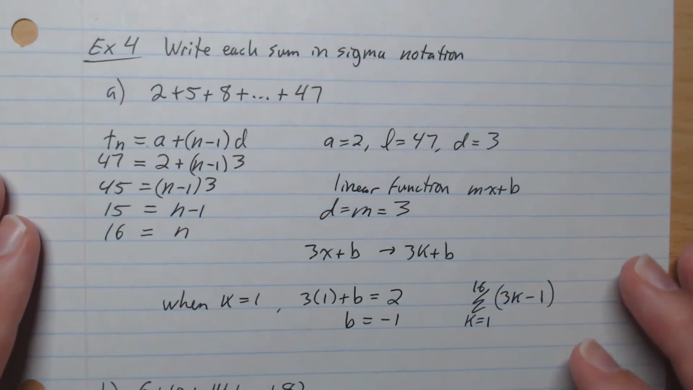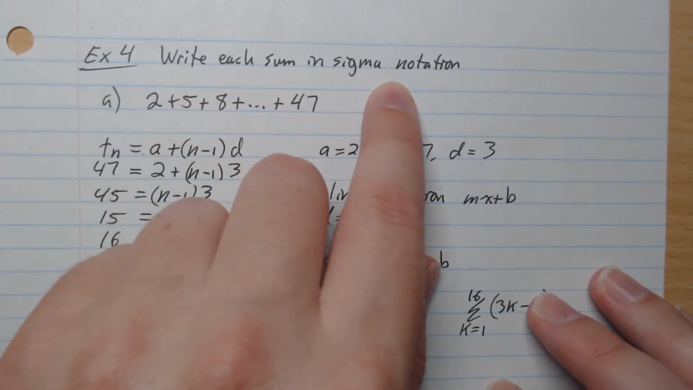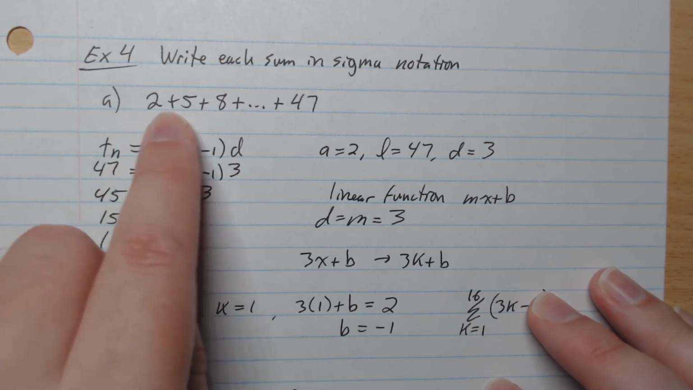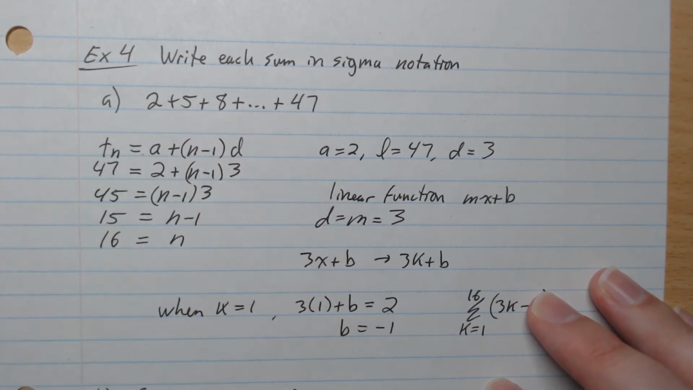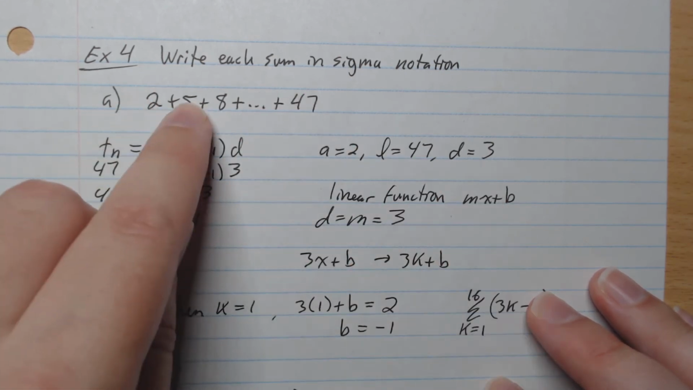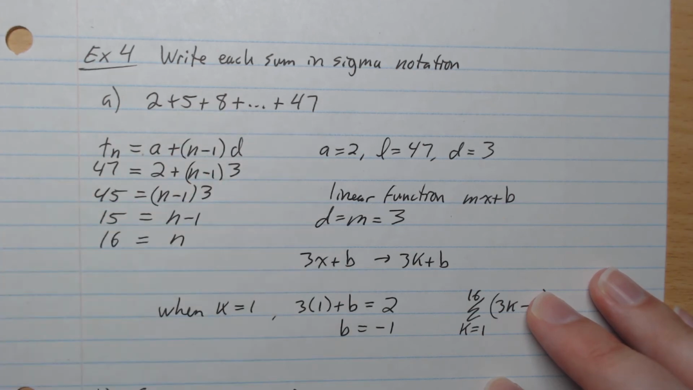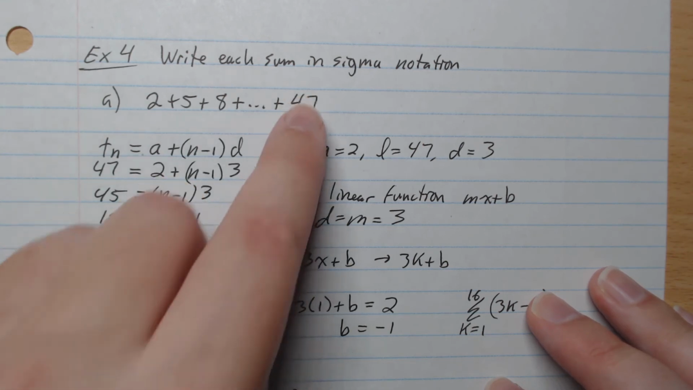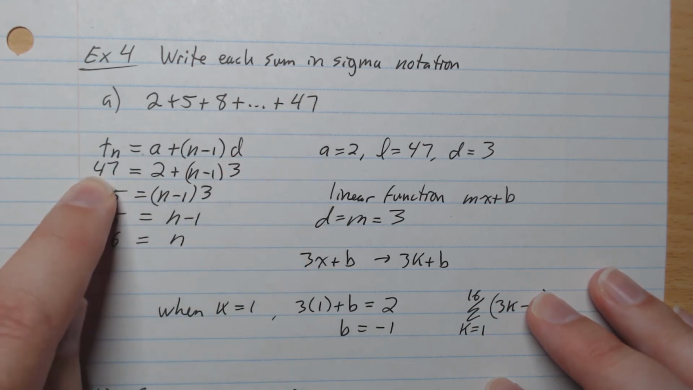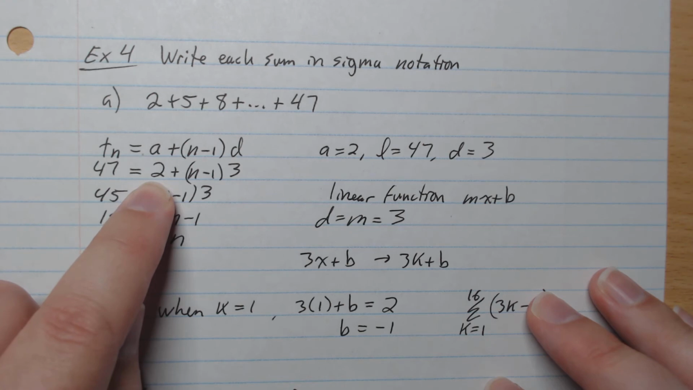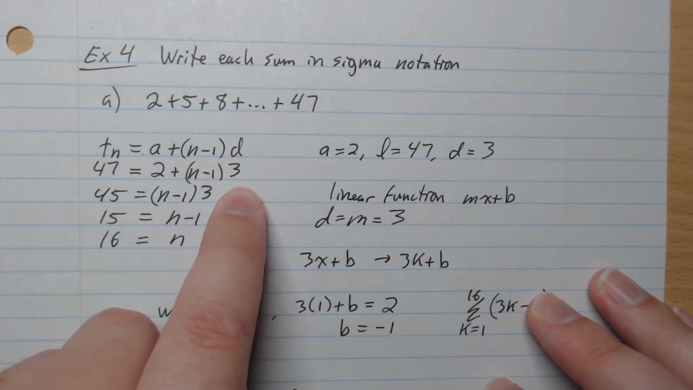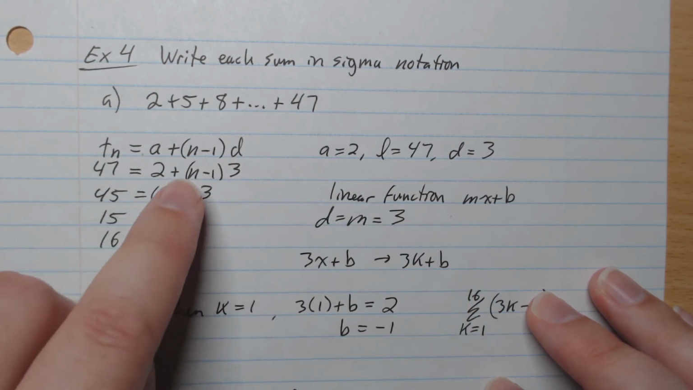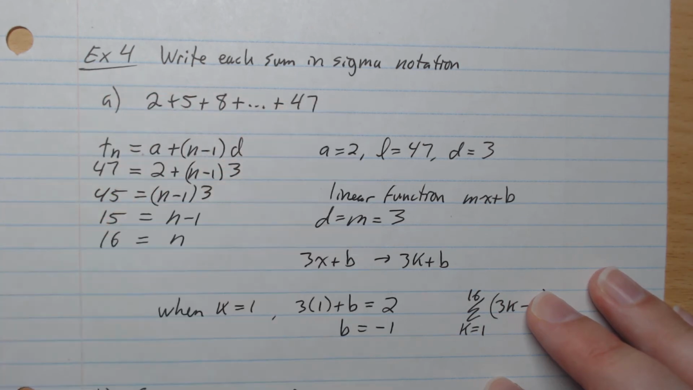Okay, example number 4. We're going to write each sum in sigma notation. So here's our first sum. We notice that a is 2, l is 47, and we notice that d is 3, plus 3, etc. So we're going to use our sequence formula here. We know 47 is our last term. We know a is 2. We know d is 3. And so from here, we're going to isolate n to find how many terms we have here.